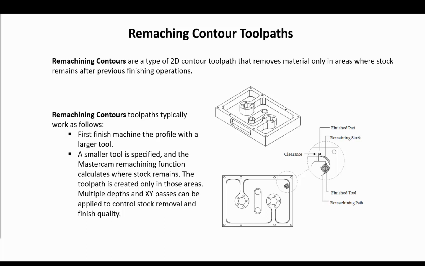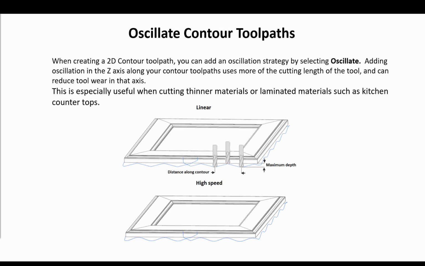Remachining can dramatically reduce part run time and tool wear, since the smaller tool, which is forced to run at lower speeds and feeds, is used only where necessary. When creating a 2D contour toolpath, you can add an oscillation strategy by selecting Oscillate. Adding oscillation in the Z-axis along your contour toolpaths uses more of the cutting length of the tool and can reduce tool wear in that axis. This is especially useful when cutting thinner materials or laminated materials such as kitchen countertops.